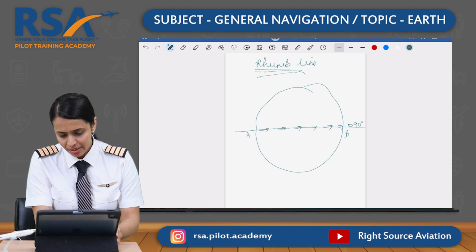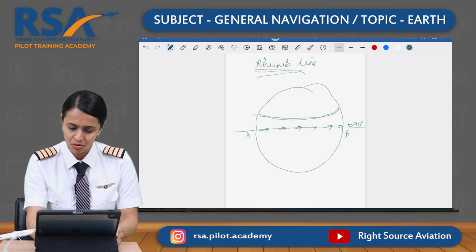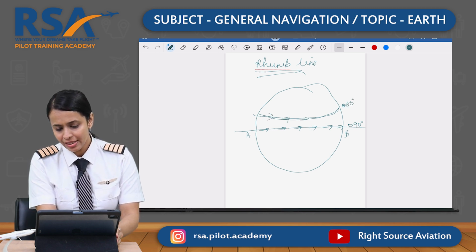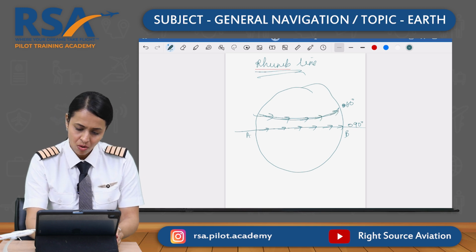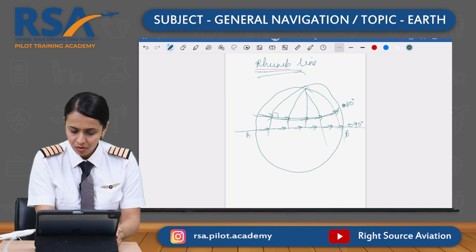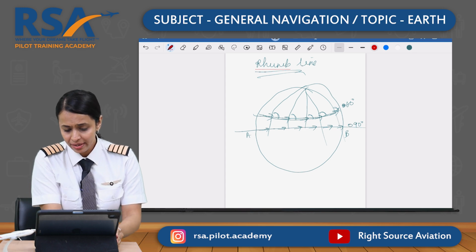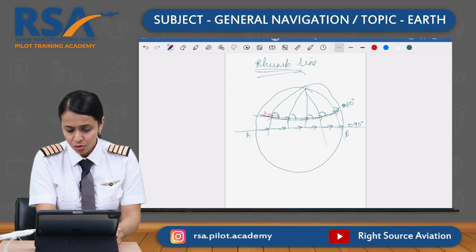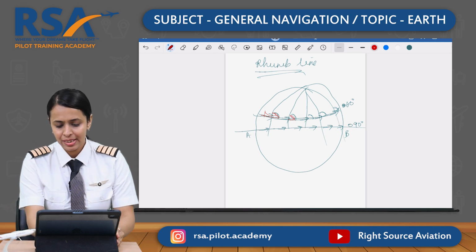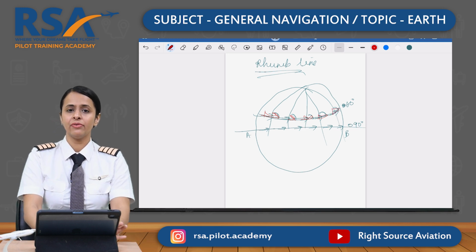But let's look at another example. Let's look at a parallel of latitude. Let's say this is 60 degrees north. And if I'm flying this parallel of latitude exactly, what's going to happen is, because all the meridians over here cut all the parallels of latitude at the same angle, therefore, when an aircraft is flying this, it is also maintaining a constant track, because track is nothing but the angle that you make with the meridian. So in this case, the aircraft is following the same track constantly, which is known as a rhumb line track.